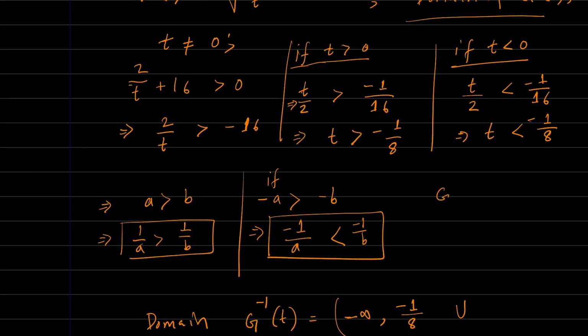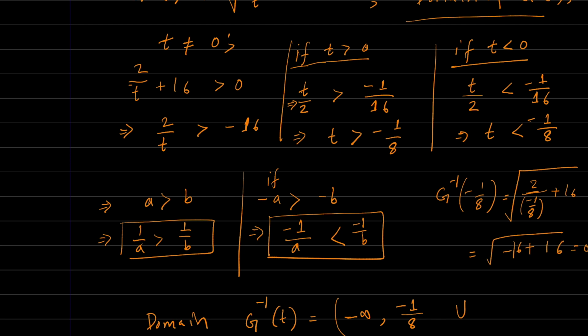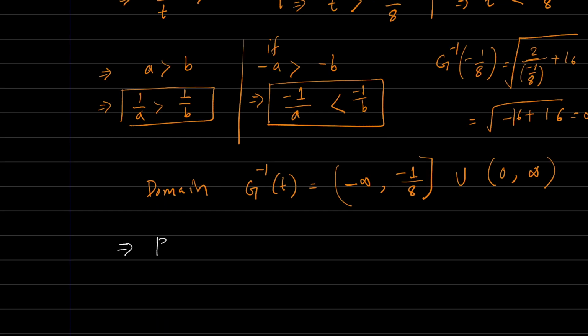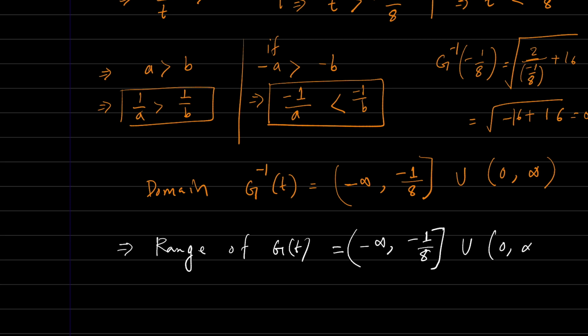So let's calculate g inverse of minus 1 over 8. It is the square root of 2 over minus 1 over 8 plus 16, which is minus 16 plus 16, that is 0. So we can take it, and this is also greater than 0. So 0 to positive infinity. So from this we can write the range of g of t is going to be minus infinity to, like that.